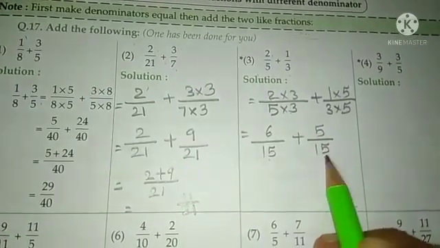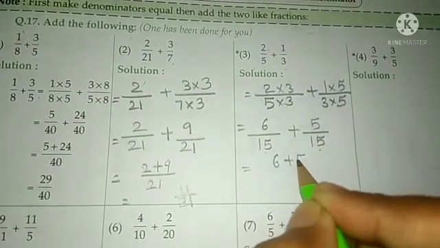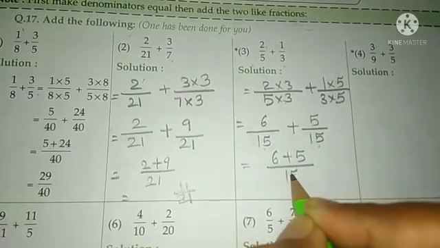Now our denominators are equal. So just add your numerators, that is 6 plus 5 upon 15. So what?